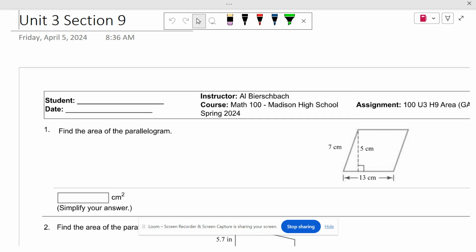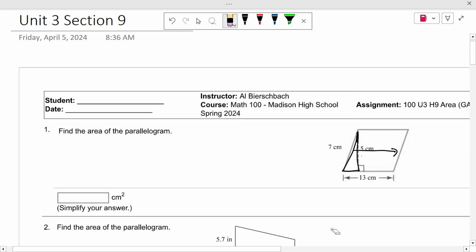Okay. So, if you would take this piece off of this parallelogram and move it to this side, then what would it become? A rectangle. Thank you. Not a square, a rectangle. It looks kind of squarish, but it's not a square. All right.